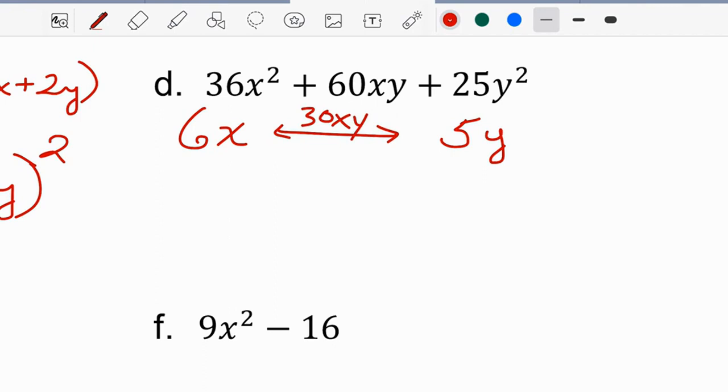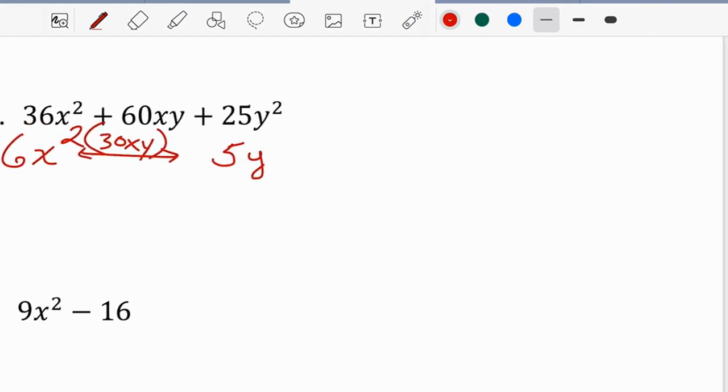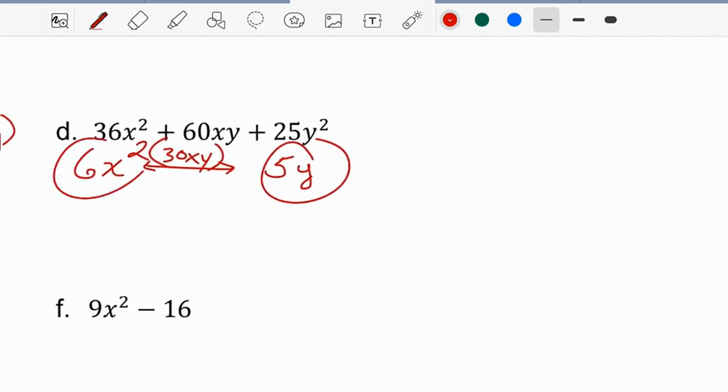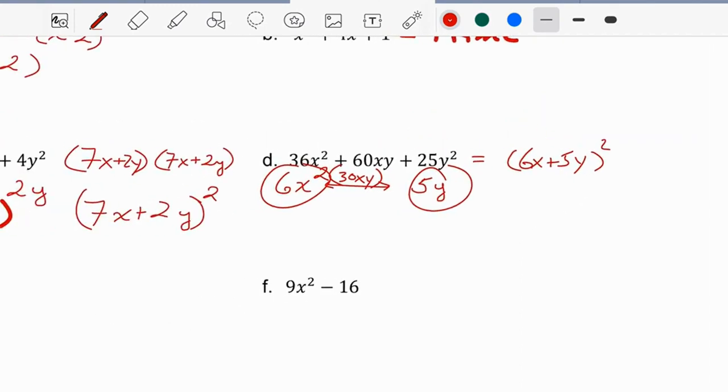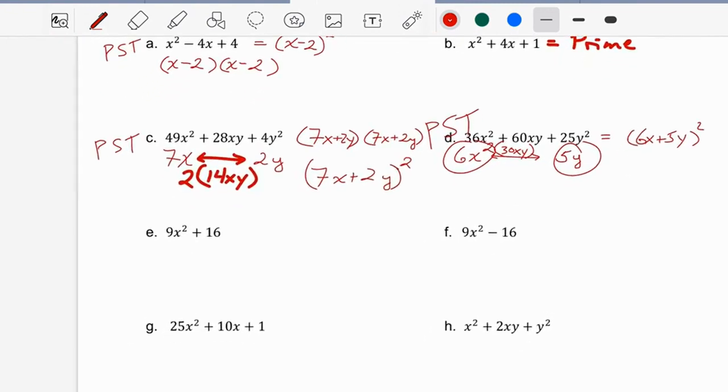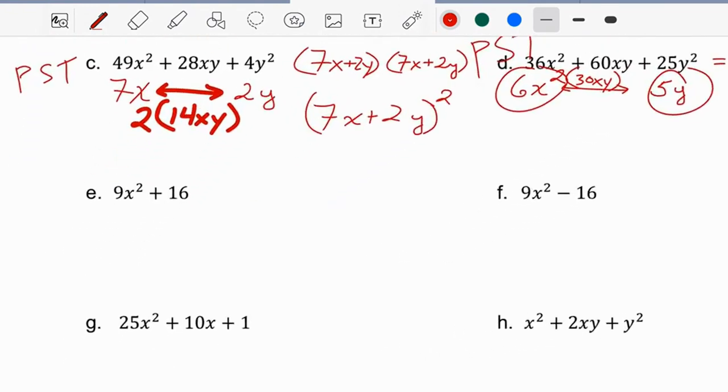But that's good because then you double it. Remember, you always need twice that product. And yeah, that's going to end up being 60xy. What does that mean for 6x and 5y? It means that those are the terms that go in my factor. And I can just say right away, 6x plus 5y, the quantity squared. Again, this one was a PST.